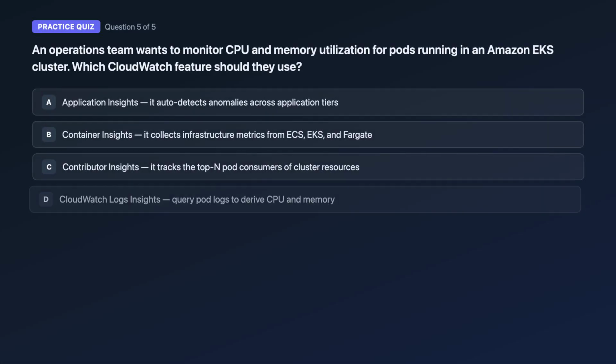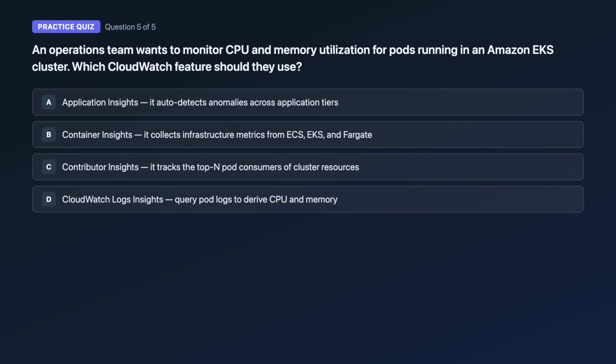Question 5. An operations team wants to monitor CPU and memory utilization for pods running in an Amazon EKS cluster. Which CloudWatch feature should they use? Is it A, Application Insights? It auto-detects anomalies across application tiers. B, Container Insights. It collects infrastructure metrics from ECS, EKS, and Fargate. C, Contributor Insights. It tracks the top-N pod consumers of cluster resources. Or D, CloudWatch Logs Insights. Query pod logs to derive CPU and memory.